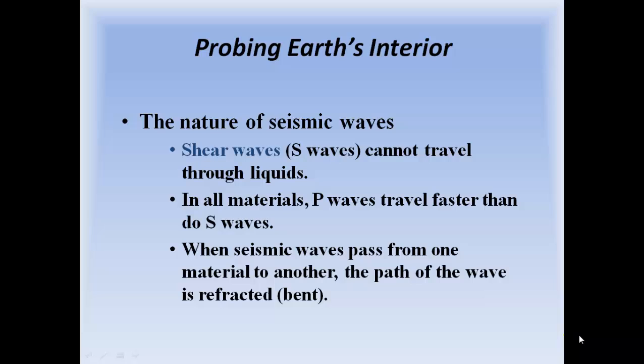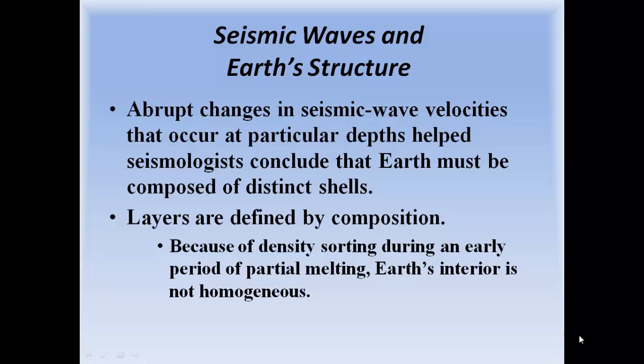When seismic waves pass from one material to another, the path of the wave is refracted, or bent. Seismic waves are sensitive to structure, so abrupt changes in seismic wave velocities that occur at particular depths help seismologists conclude that the Earth must be composed of distinct shells or layers. These layers can be defined by composition. Because of density sorting during an early period of partial melting, Earth's interior is not homogeneous.